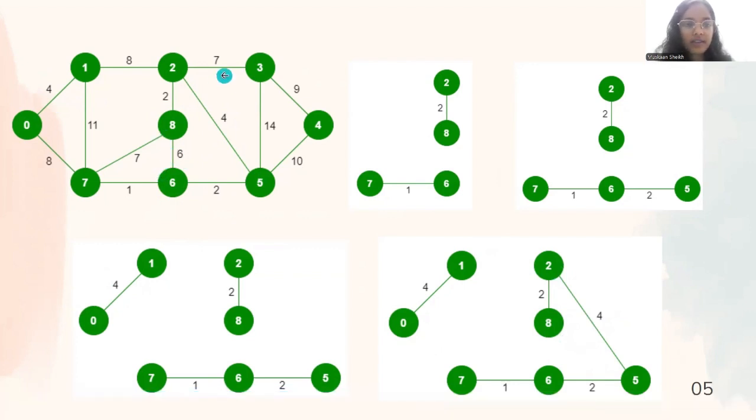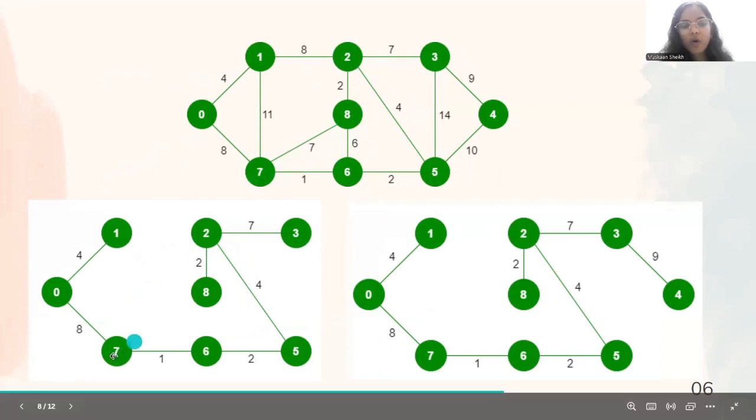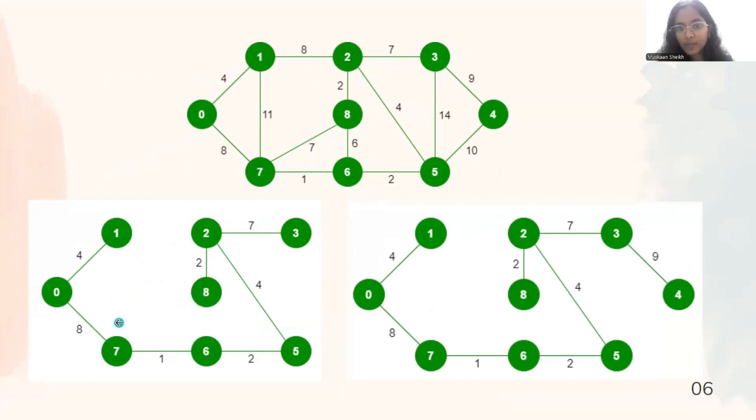Next smallest weight is 7. So it is 2 to 3 and 7 to 8. Let's see it. Yeah. So 2 to 3, we are going to join 2 to 3 because it is not forming any cycle here. But we'll see 7 to 8. Here we have already visited 7 and 8. So there is no need to visit them again because we have to find the minimum cost of the whole graph. So we'll move on to the next weight.